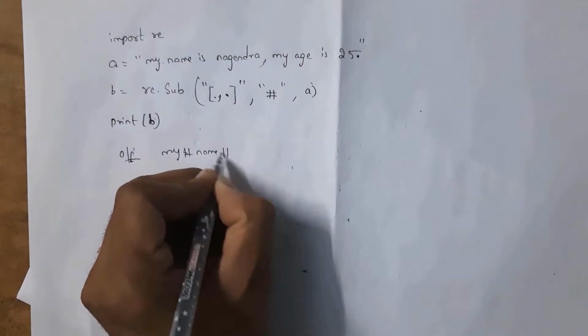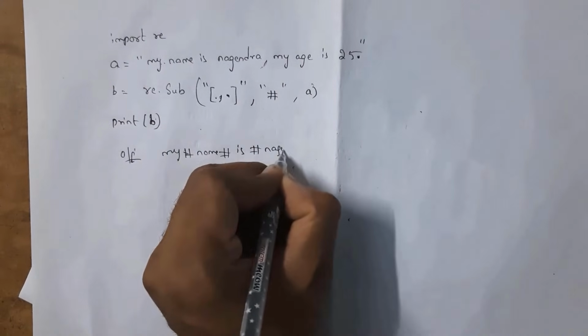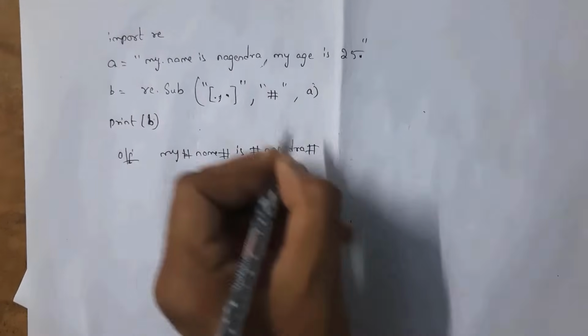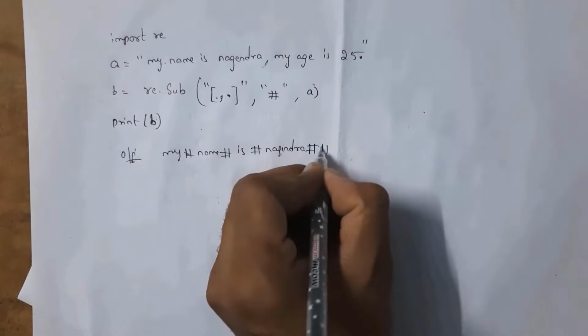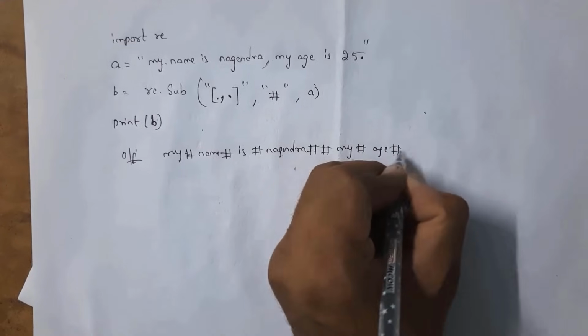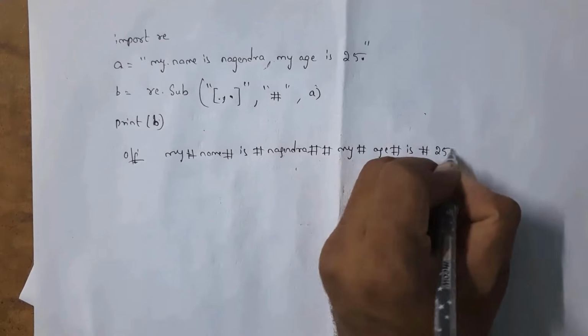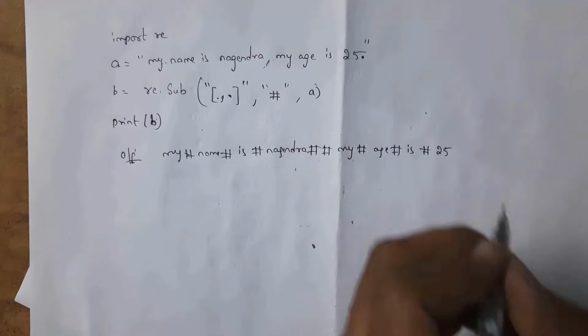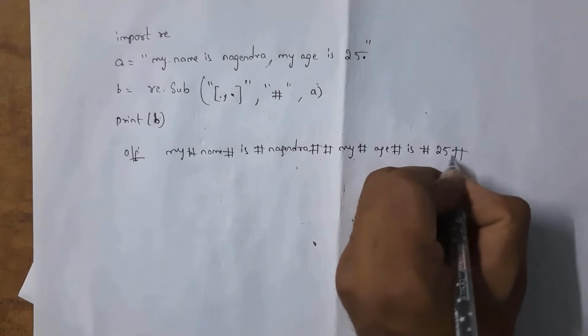Next name hash is hash Nagendra. Again comma with hash. And next space with hash my hash age hash is hash 25 and it will replace full stop with hash symbol. So at last it will replace hash.